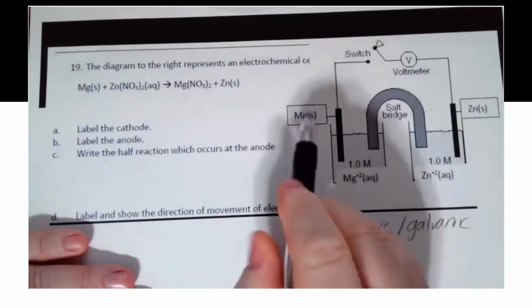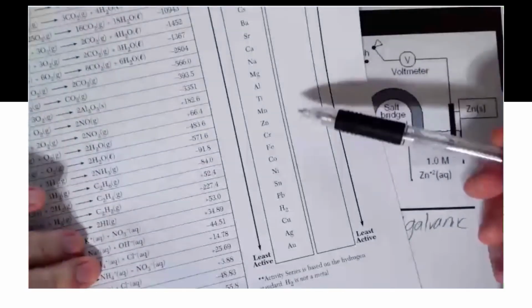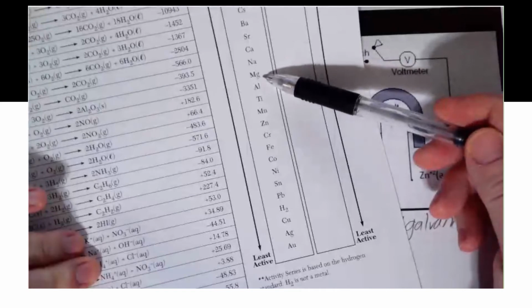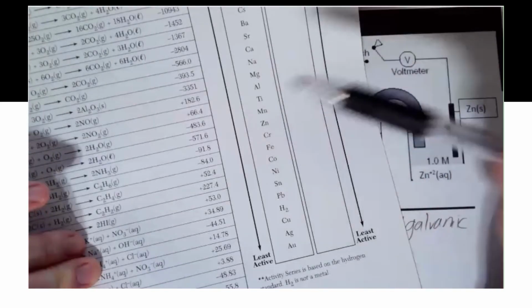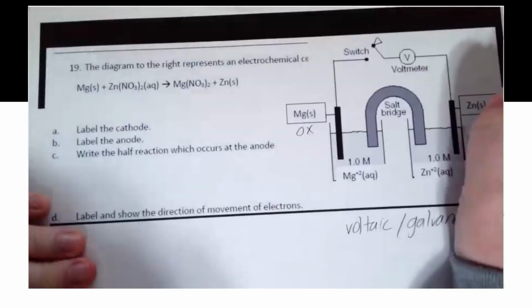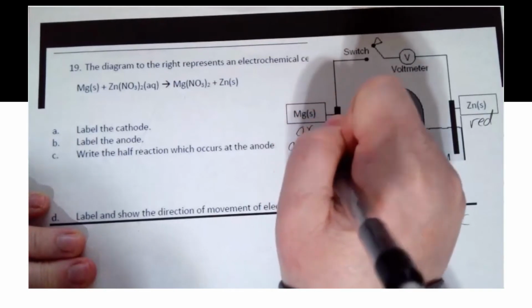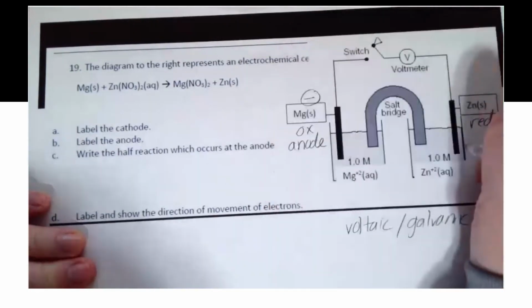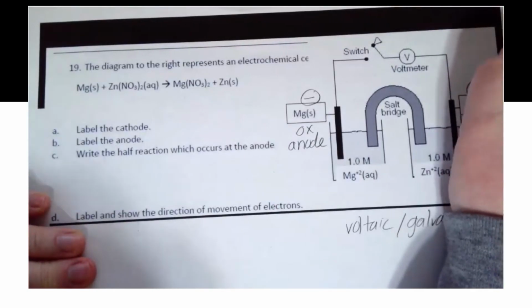I have 2 metals at the electrodes, Mg and Zn. Let's find them on table J. Well, Mg is right here, Zn is here. So which one is higher? Mg. So that means Mg is oxidized. So that means this is reduced. Whichever is oxidized is the anode, and that is negative. So this is the cathode, and that is positive.